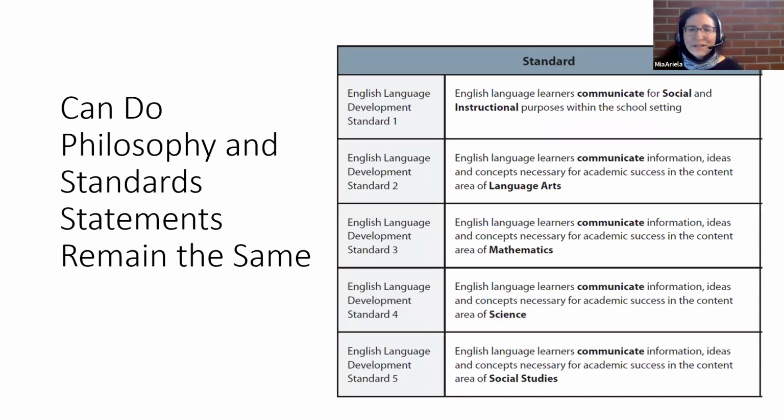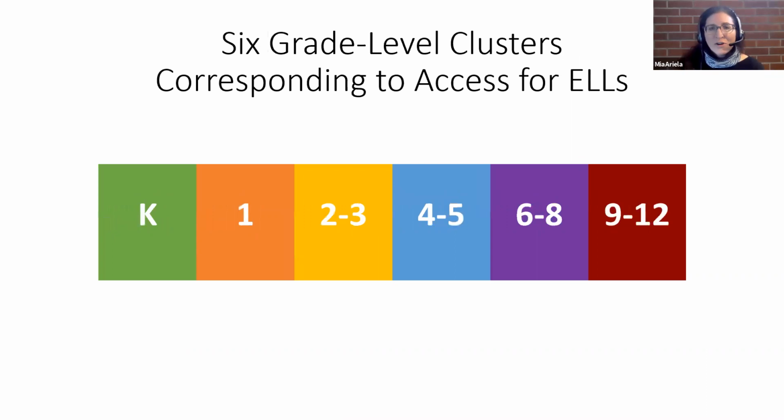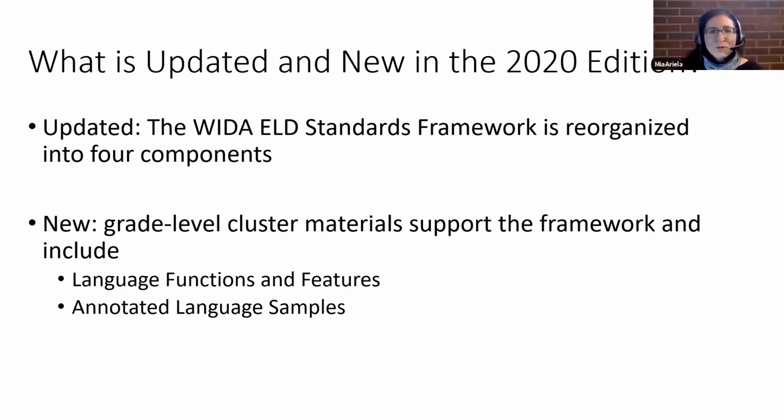So again, you'll notice here, those can-do statements remain the same. So you'll notice that each of the 5 standards are staying the same in this newest edition. As I mentioned again, those language proficiencies will remain the same, proficiency level 1 all the way to proficiency level 6. And then again here are those 6 grade level clusters, which correspond to the WIDA ACCESS assessment for language learners.